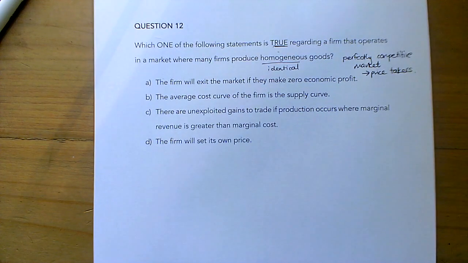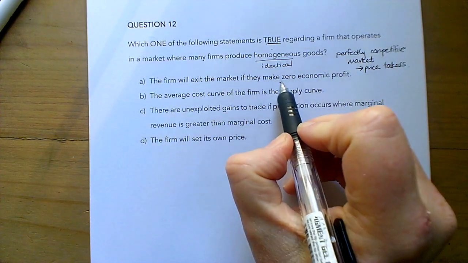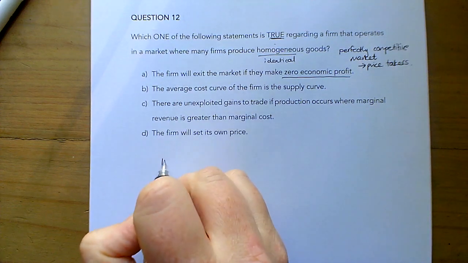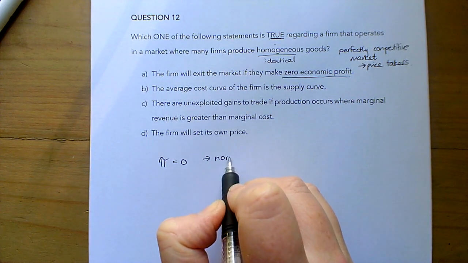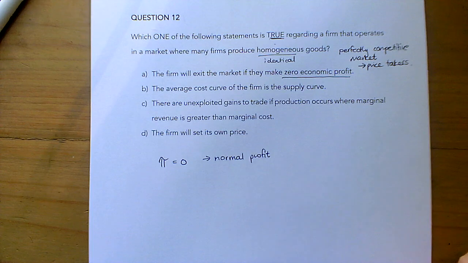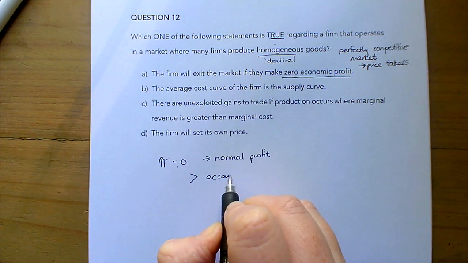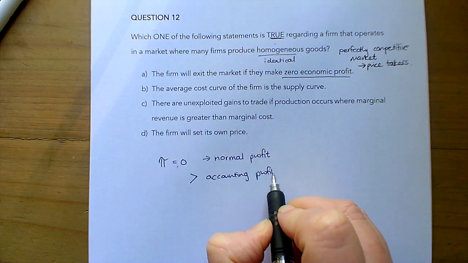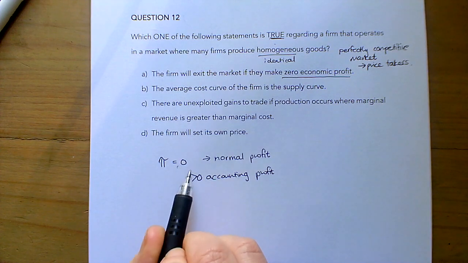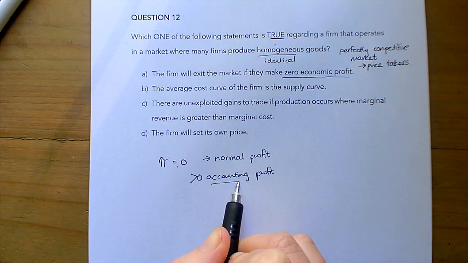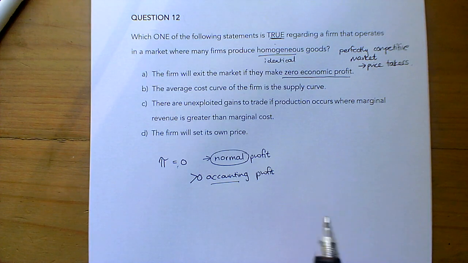So A says, the firm will exit the market if they make zero economic profit. So zero economic profit is also referred to as normal profit. And zero economic profit represents a positive accounting profit. So the accounting profit is greater than zero. So making zero economic profit doesn't mean you're breaking even in accounting terms. What it means is that you are making the profit that is expected from the return to the capital investment. In other words, you are making exactly what you expected to make as a return on the investment of setting up this firm in this industry.